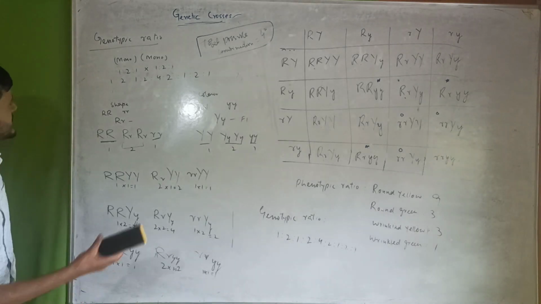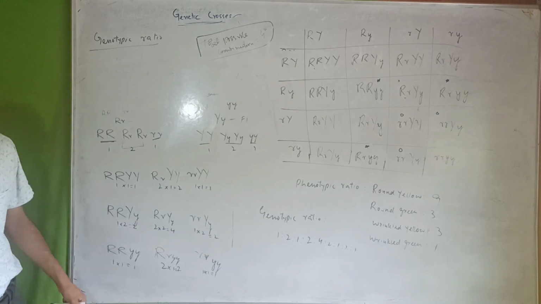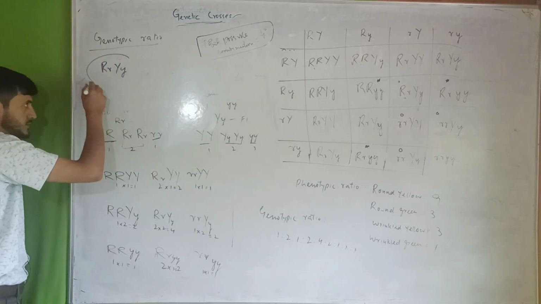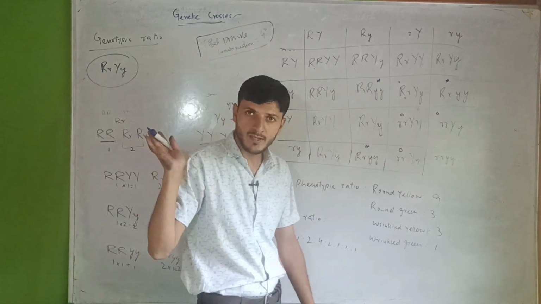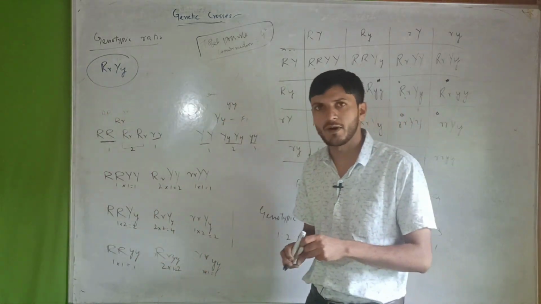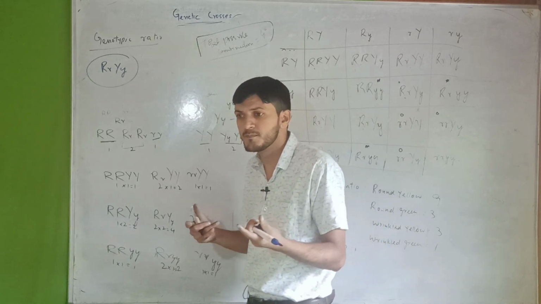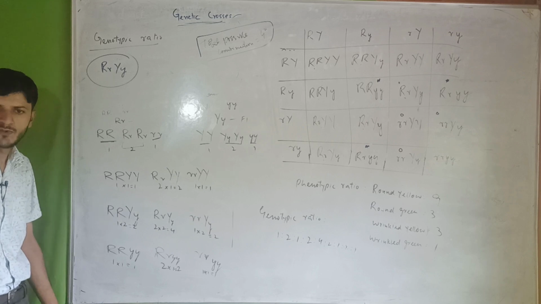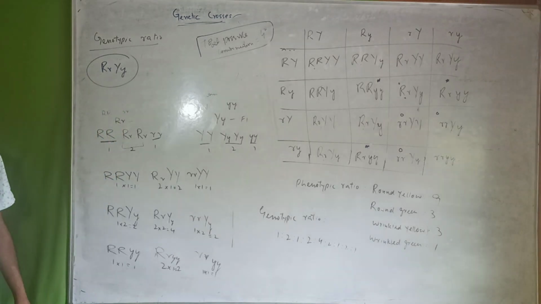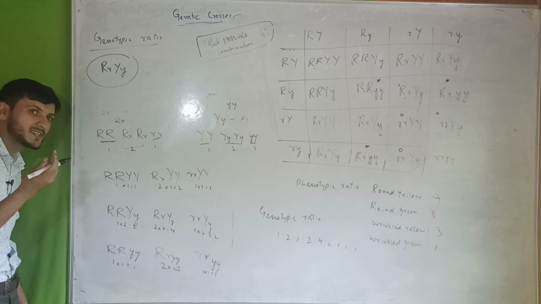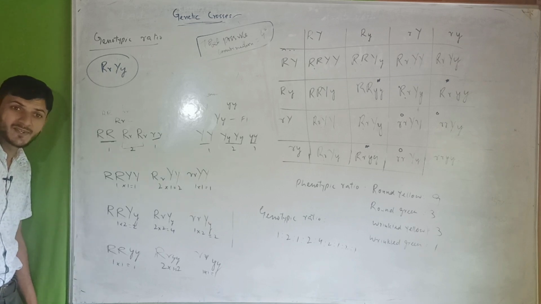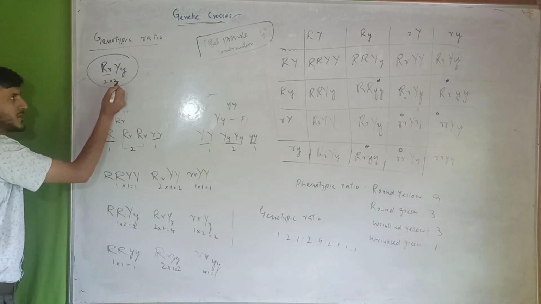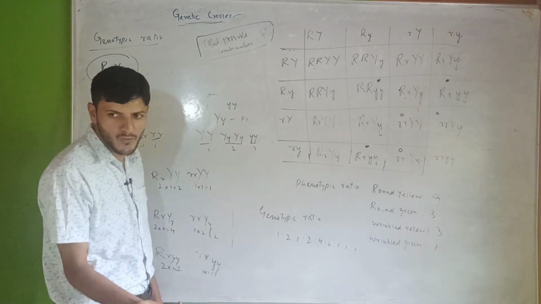Suppose someone is asking you what is the probability of capital R small r, capital Y small y. What will you do? There is no need to draw this long table. We can solve this within 2 seconds. How? Because we know that heterozygotes are 2, homozygotes are 1. It is hetero, it's hetero, 2 into 2, 4. The probability will be 4 by 16.